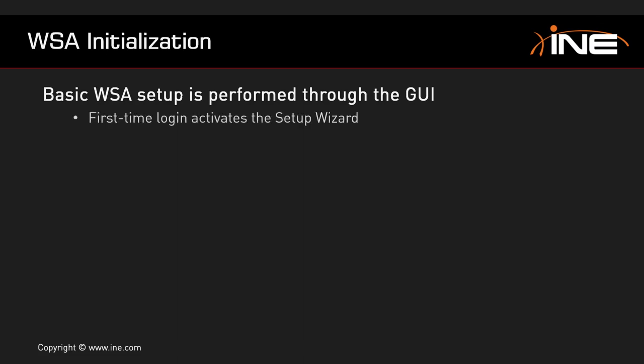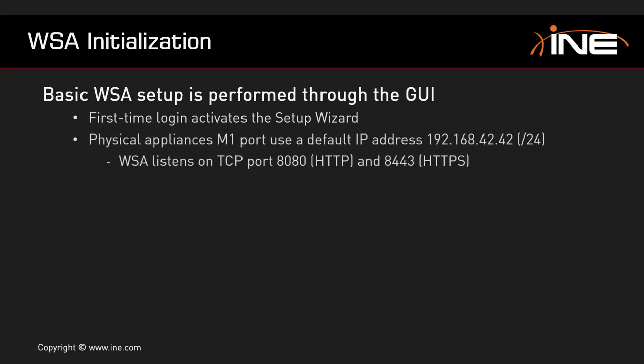When you log in to the WSA for the first time, it is going to automatically activate a setup wizard for you. And this is what most people use to initialize the proxy, even those advanced users who know how to access individual settings from the GUI. Because as we will see, what you can do with a wizard, you can also do through the GUI. You will just have to know how to access a particular option.